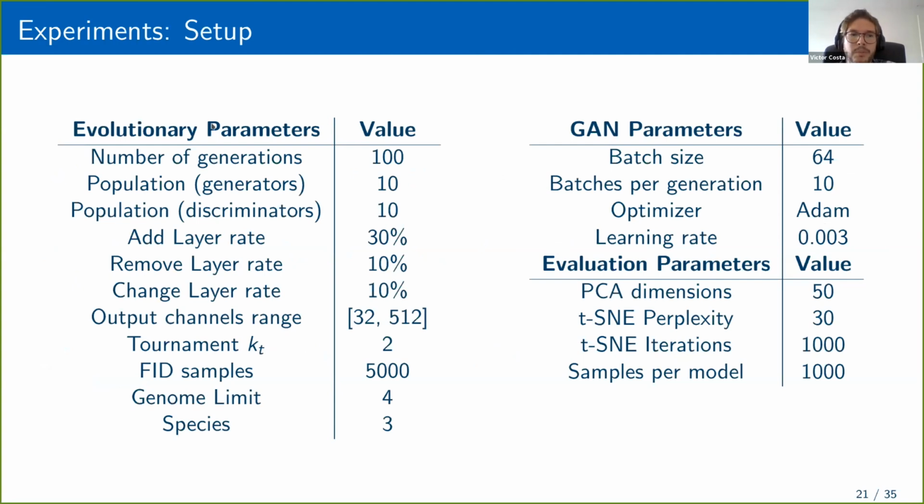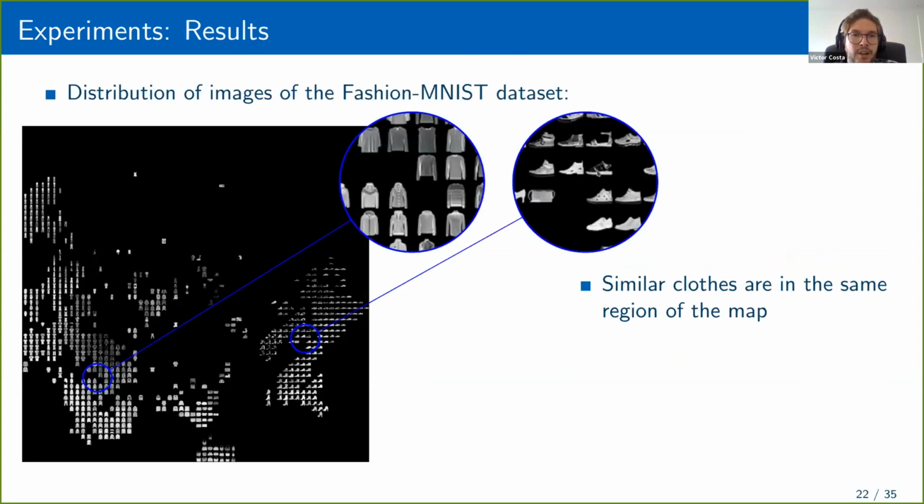Here we have some parameters that we use in our experiments, and please refer to the paper for more details about this experimental setup. And here we have some results. This is the distribution of the input dataset using our evaluation method. We can see that similar clouds are grouped in the same region of the map.